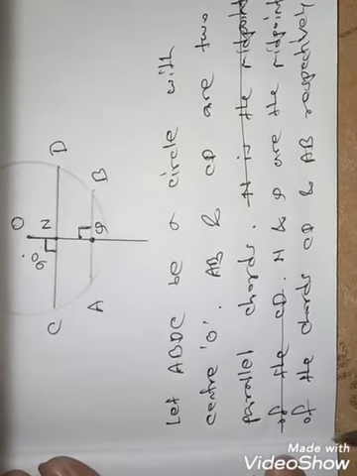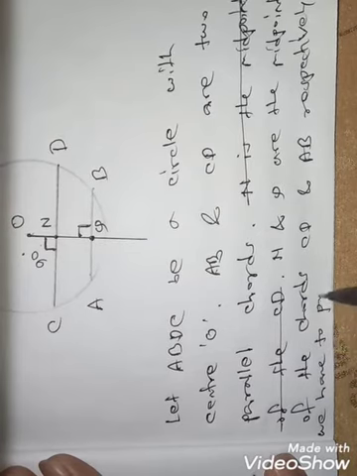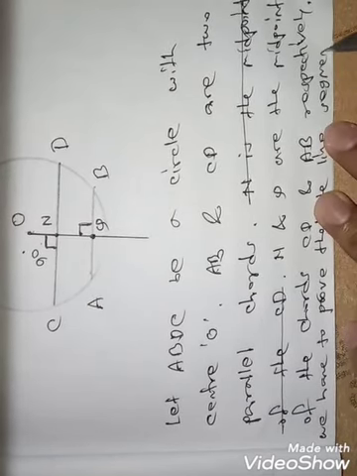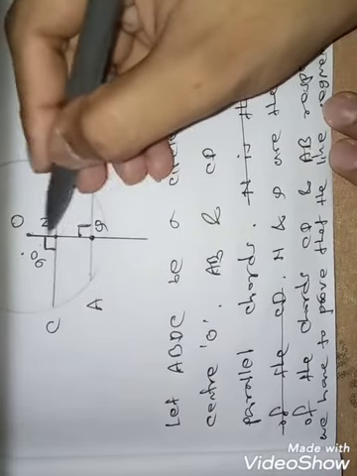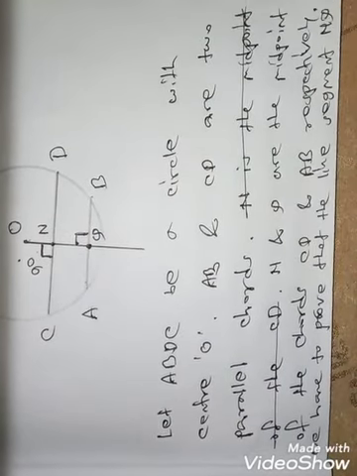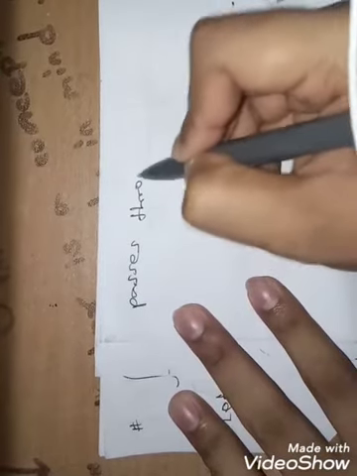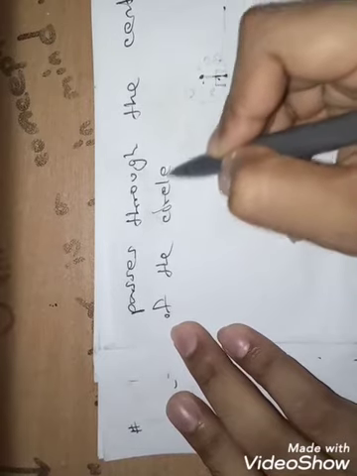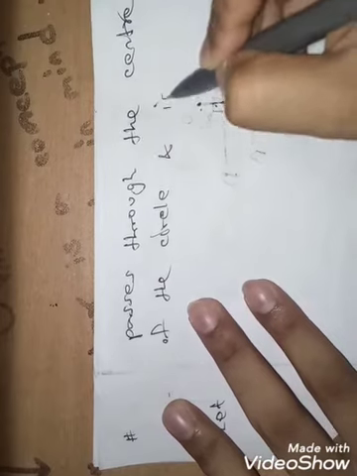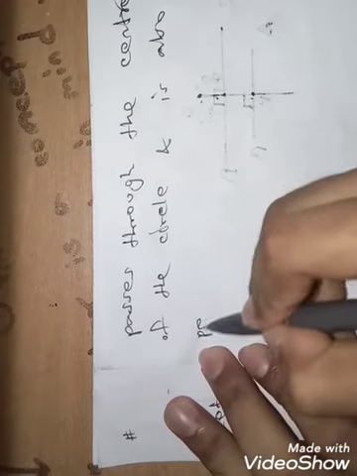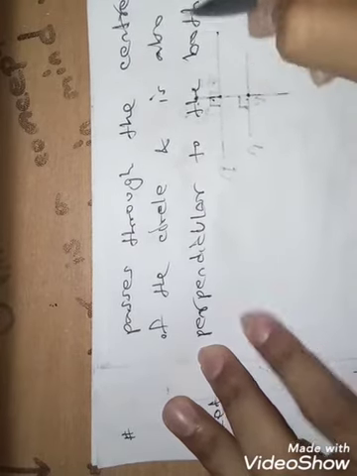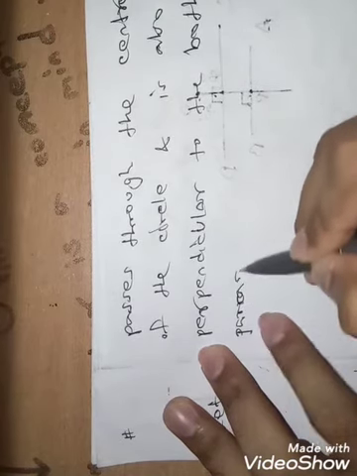We have to prove that the line segment NQ passes through the center of the circle and is also perpendicular to both parallel chords.